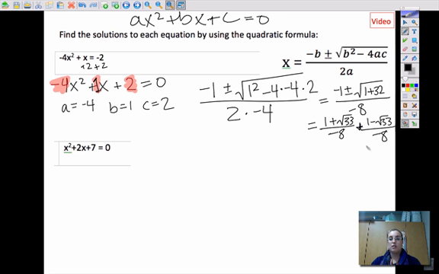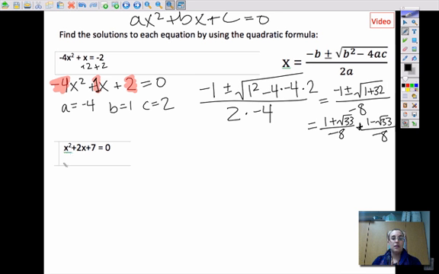These are my two answers right now. This is the most exact way to write them. If I find the decimal approximation on my calculator, I could find some decimal approximations for these. As you can see from these answers, they're not going to be nice answers, and so that's why we use the quadratic formula, because there's really no way to factor this equation here.